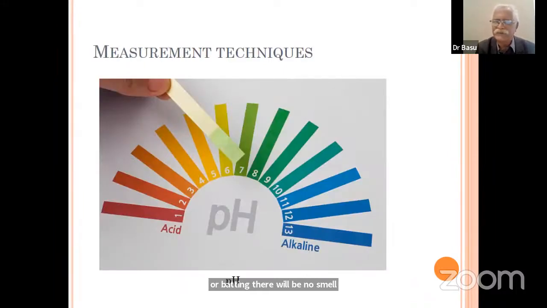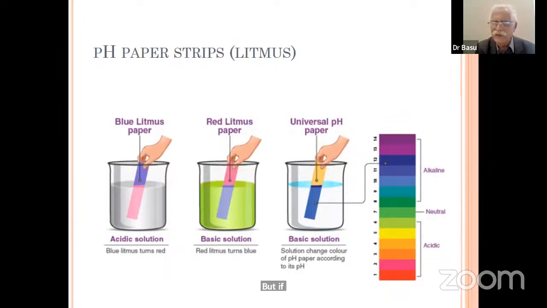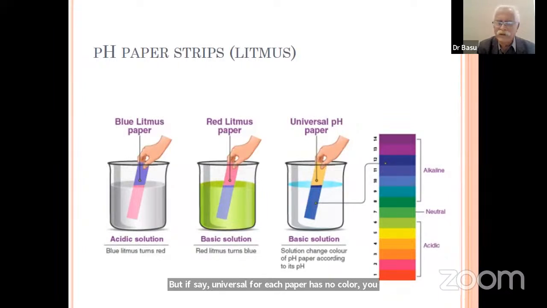Now we have to measure pH. pH measurement is done by a strip. This is the strip you have seen. If you dip these strips in the water, they change color. This paper is called litmus paper. Blue litmus paper turns red; that is acidic. Red litmus paper turns blue; it is basic. But if, say, universal pH paper has no color and you put it in the water, if you find a blue color, then your pH is coming 2. So that is a kind of acidic color.